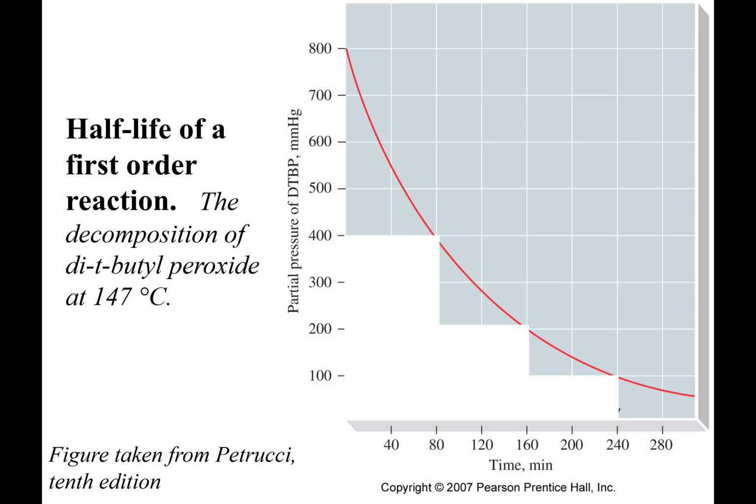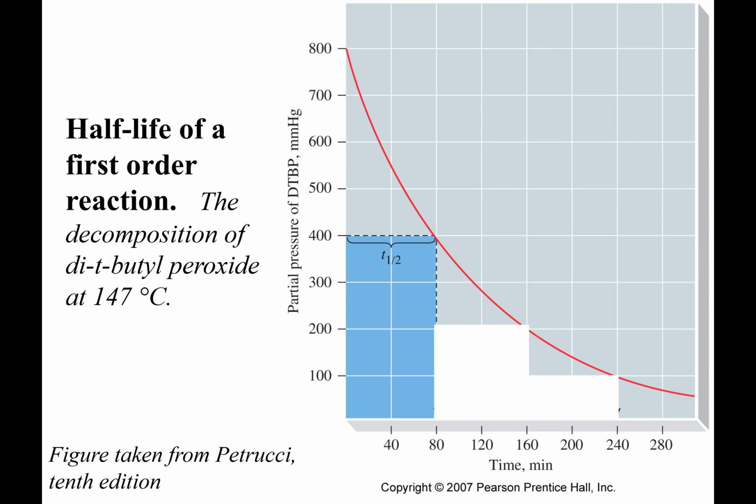Another way to look at it would be this, which is a different reaction. But along the y-axis, you have concentration in the form of the partial pressure of this gas. And then along the x-axis, of course, you have time. So if it starts at 800 millimeters of mercury, at 400 millimeters of mercury it would be half converted. So you're looking at, what, 80 minutes?